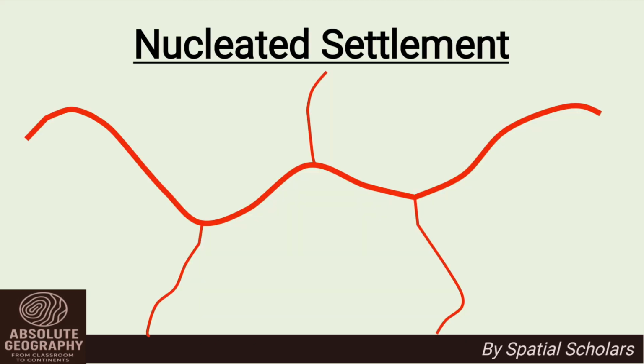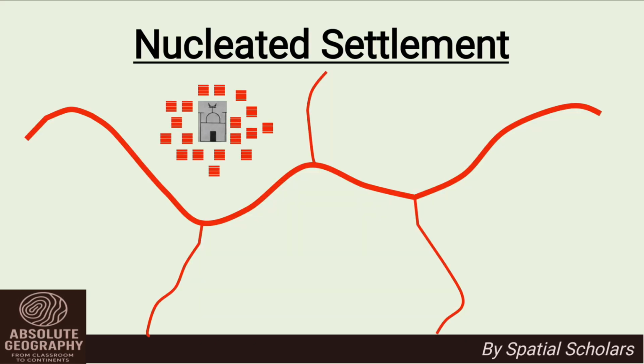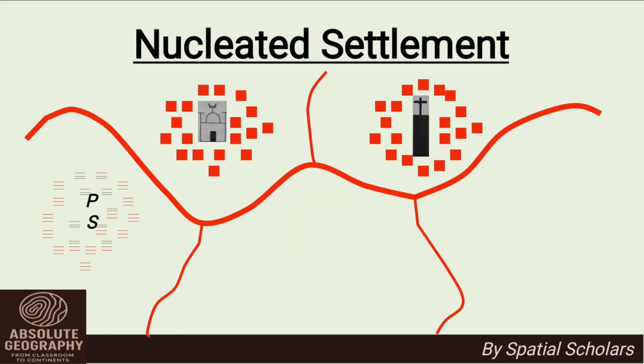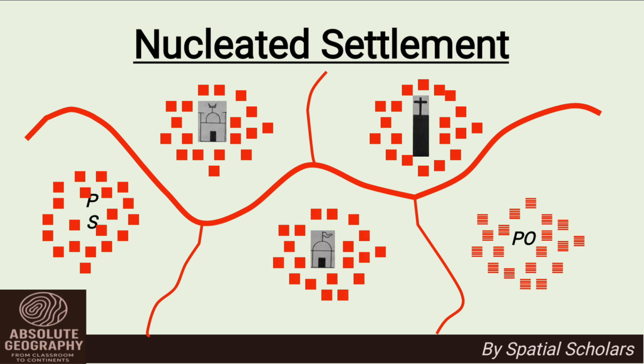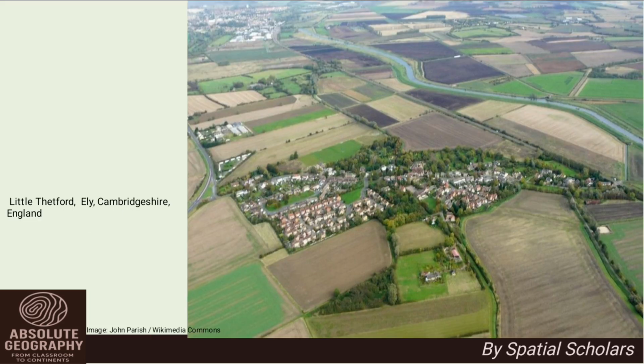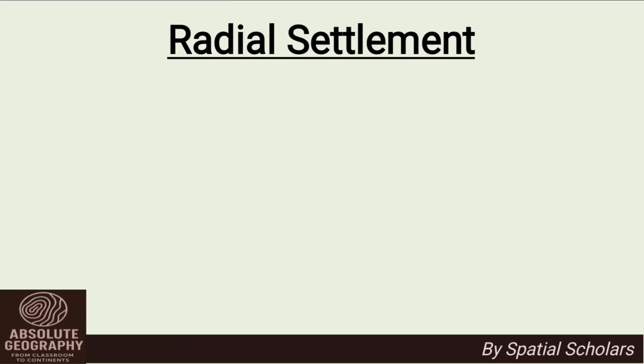In a nucleated settlement, houses are clustered closely around an important center, which acts as a nucleus. It may be a market, a place of worship, or a public building. This indicates social or economic importance of the central point.